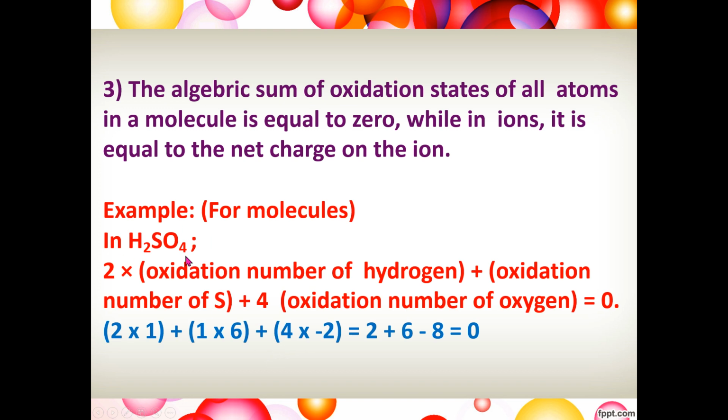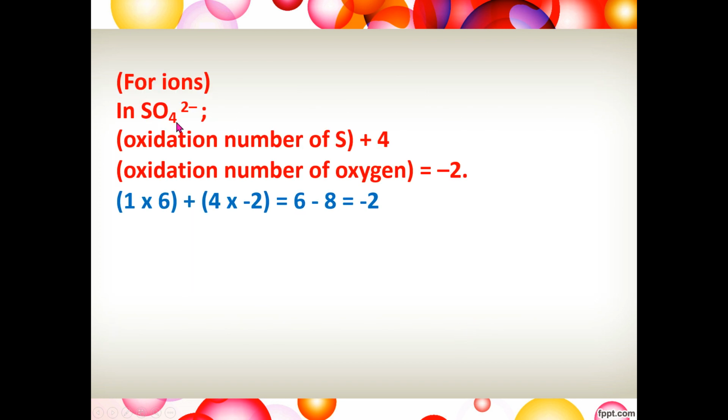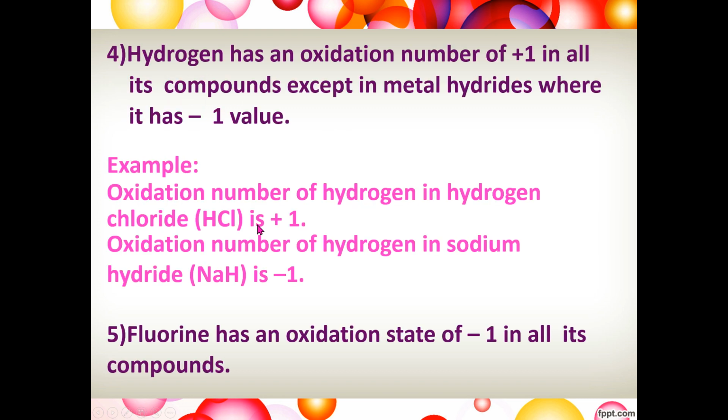And they have calculated this for sulfuric acid. So the summation of the oxidation states will be equal to 0. And in the case of ions, it will be equal to their charge over the complex. The next one is that hydrogen oxidation number is plus 1 in all of its compounds except metal hydrides, where it is minus 1. Here you can see for HCl, the oxidation number of hydrogen is plus 1, whereas in NaH, the oxidation number is minus 1 because it is a hydride.